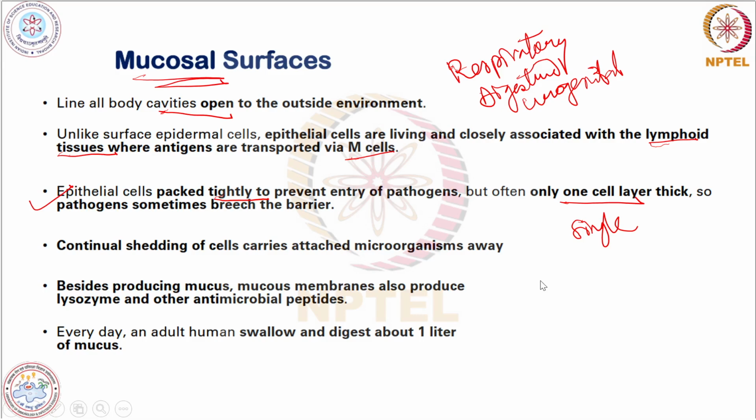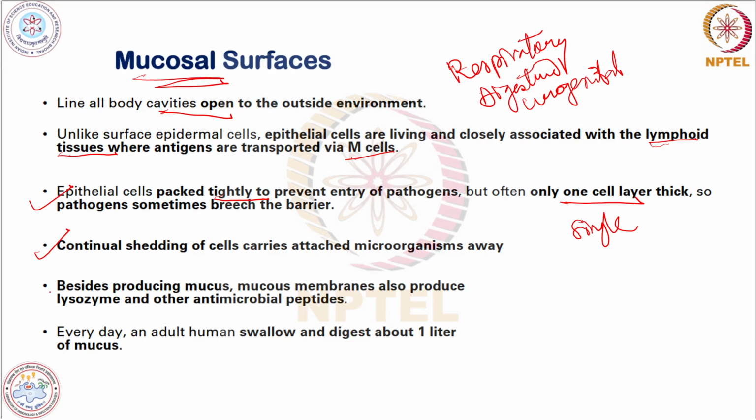The other property of the mucosal surface is the continuous shedding of cells, which carries attached microbes away. The old cells constantly shed off and also remove the bacteria or microbes attached to them. So they prevent the growth of these pathogens.